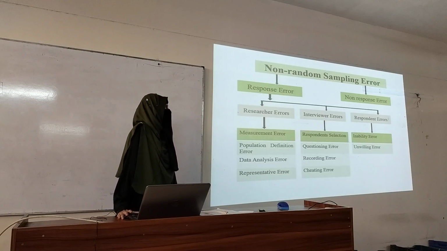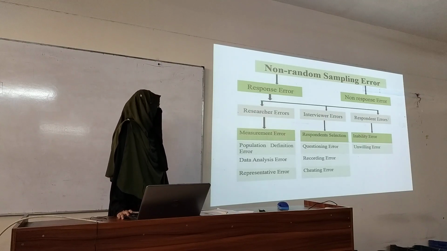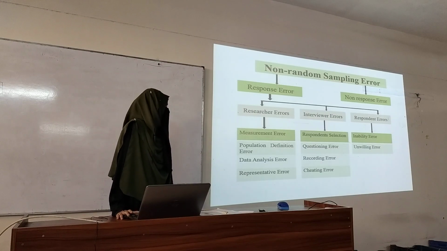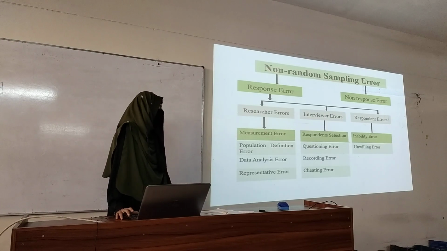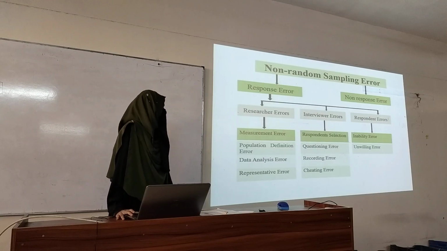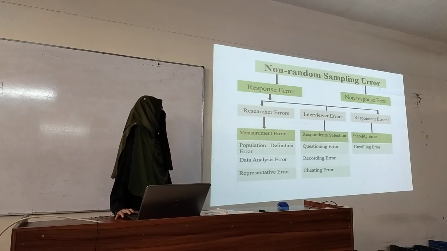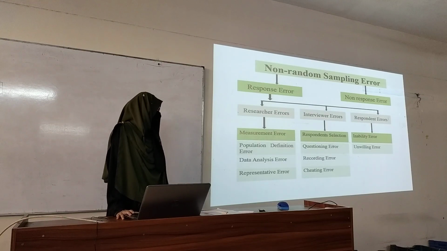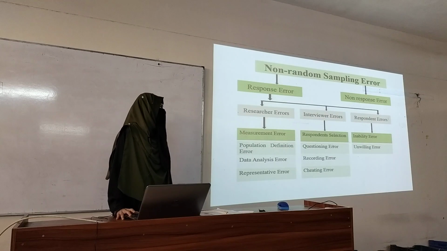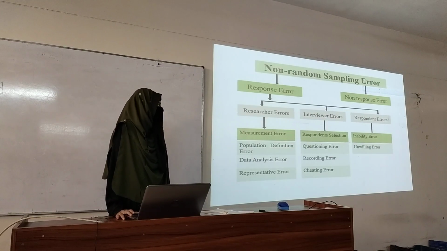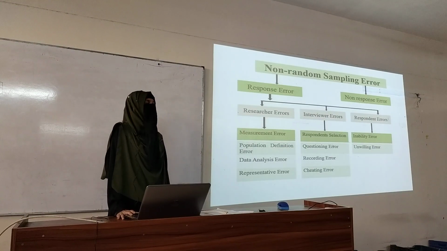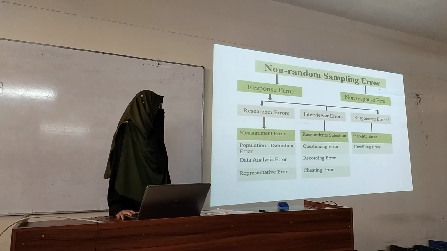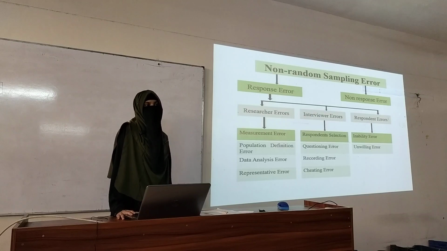There are many kinds of non-random sampling errors, such as response errors and non-response errors. Response errors are of three types: researcher errors, interviewer errors, respondent errors. Researcher errors are of four types: measurement error, population definition error, data analysis error, representative error. Interviewer errors are of four types: respondent selection error, question error, recording error, cheating error. And respondent errors are of two types: inability error and unwillingness error.